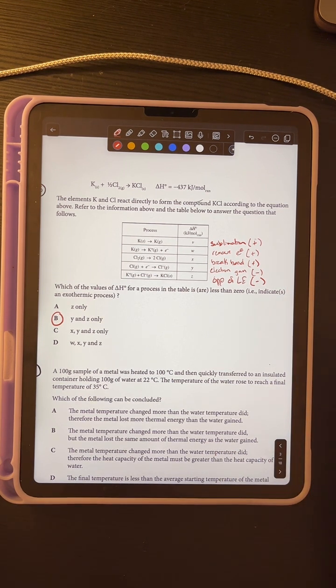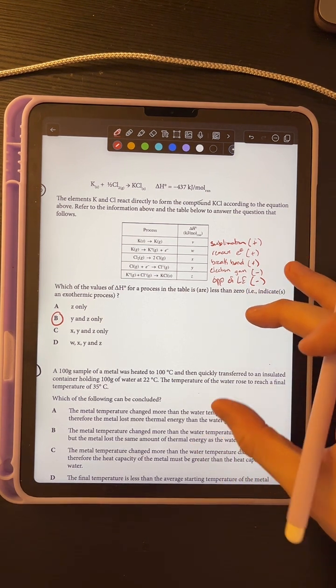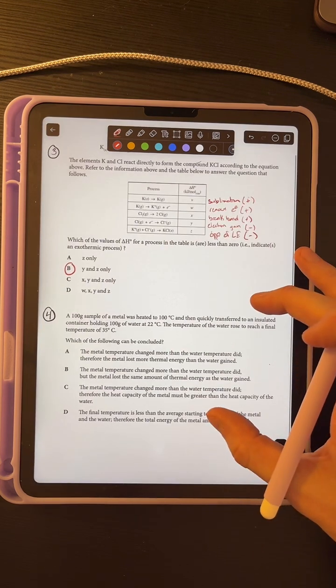All right. Took a sip of coffee. And now let's go on to question number 4.